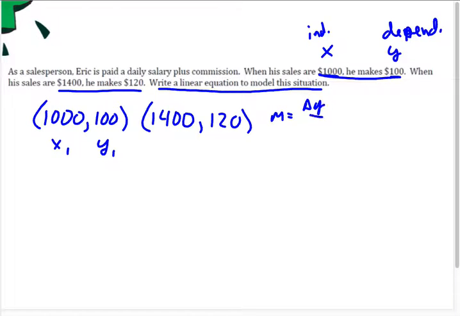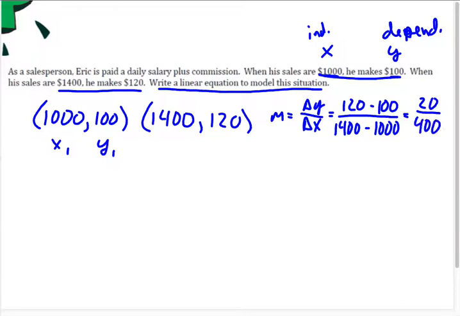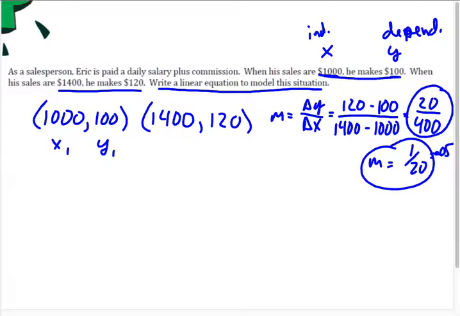Change in y over change in x, and we're just going to use the two ordered pairs. So 120 minus 100 over 1,400 minus 1,000. This gives us 20 all over 400. If you reduce that, that's 1/20th. If you plug this into your calculator and get the decimal, it's 0.05. You could do the 1/20th or the 0.05. I really don't care. I'm going to use the 1/20th for right now.